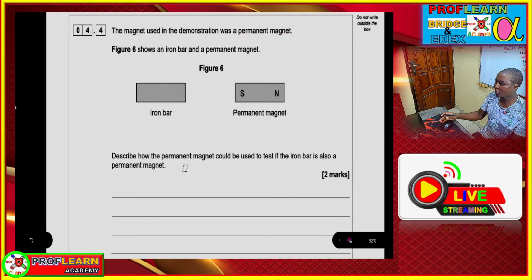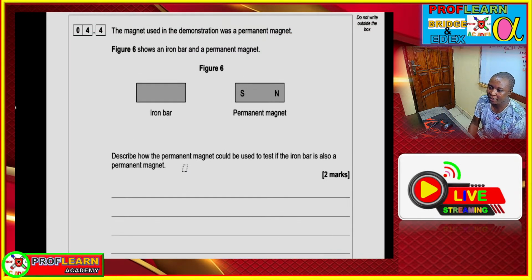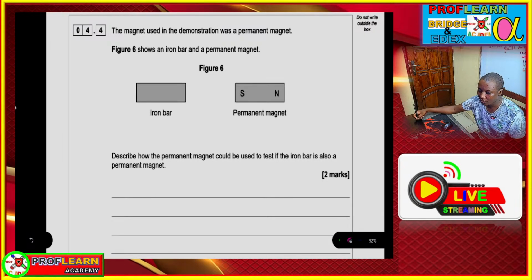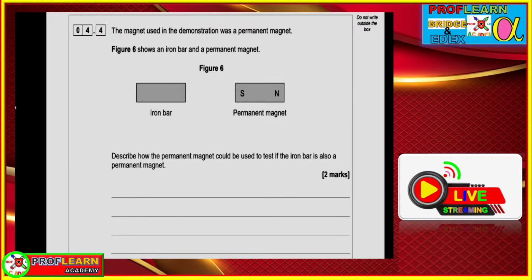We have the next question, and this next question talks about a magnet. The magnet used in the demonstration was a permanent magnet. We have an iron bar, and then we have a permanent magnet. Describe how the permanent magnet could be used to test if the iron bar is also a permanent magnet. How are we going to demonstrate that?